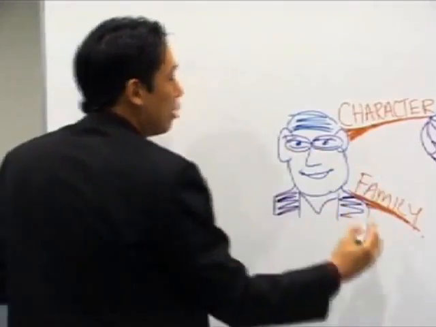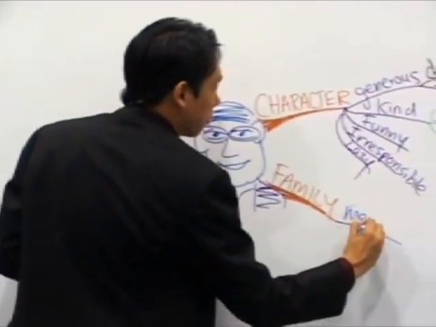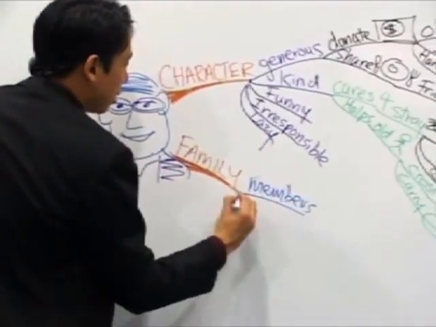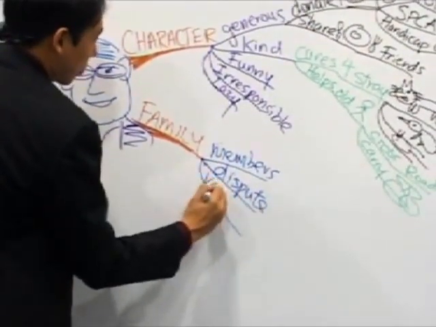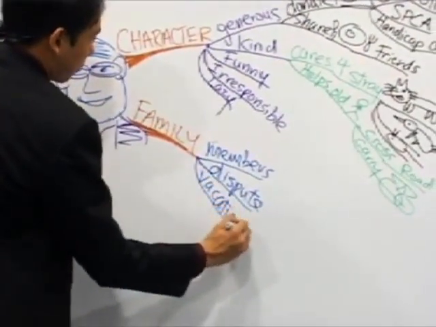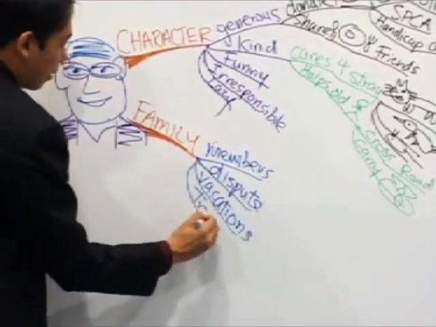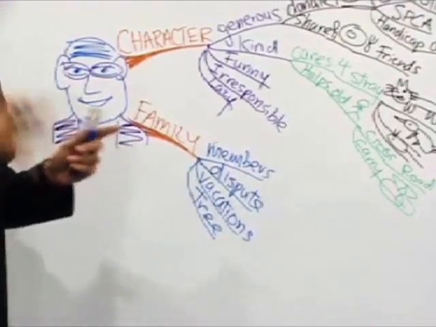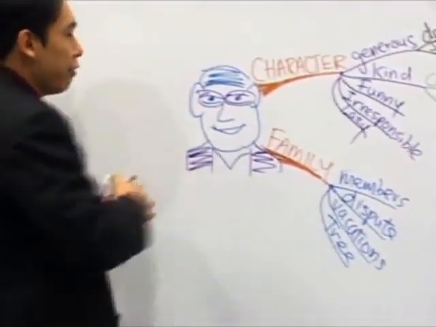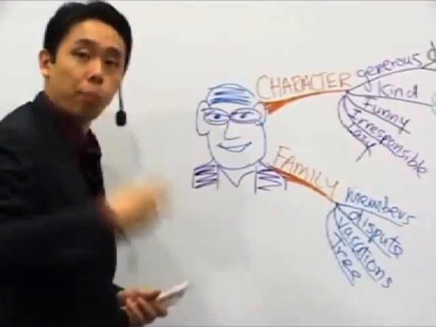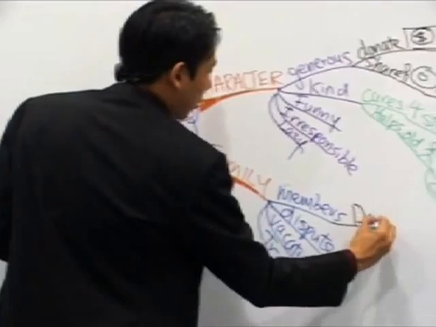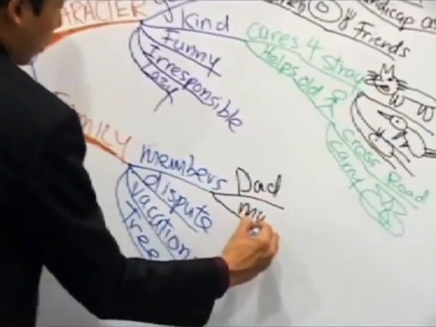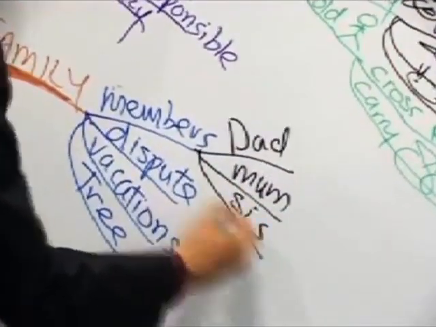For example, under family, you could talk about family members, family disputes, family vacations, family tree, right? These are all possible major main points. So again, under family members, could you further branch it out? Yeah, you could further branch out members into dad, into mom, into sis, right?